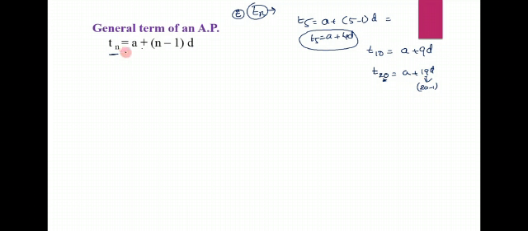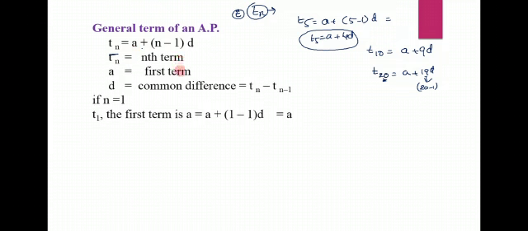In this formula, what does A mean? A means the first term, and D means the common difference. The first term is also referred to as small a or T1. How do we get the first term? T1 is equal to a plus (1 minus 1) into d, which is equal to a. This is the formula of the nth term of an AP. The nth term of an AP is also called the general term of that AP.